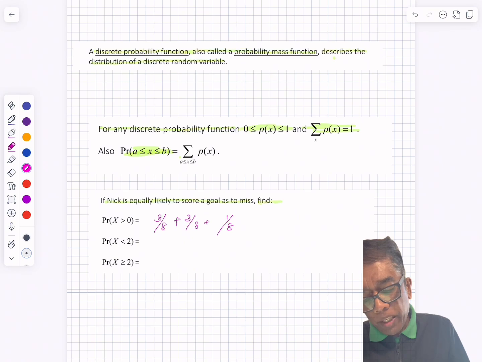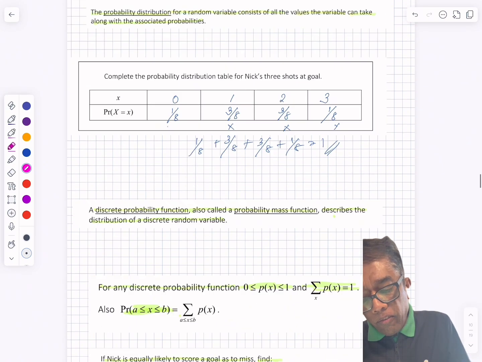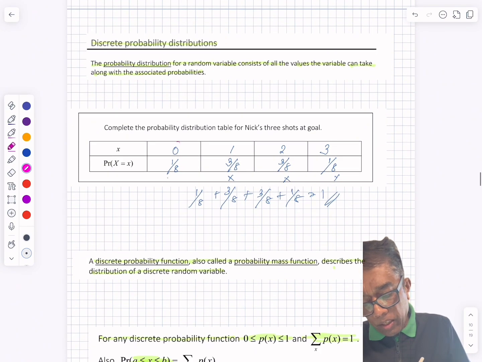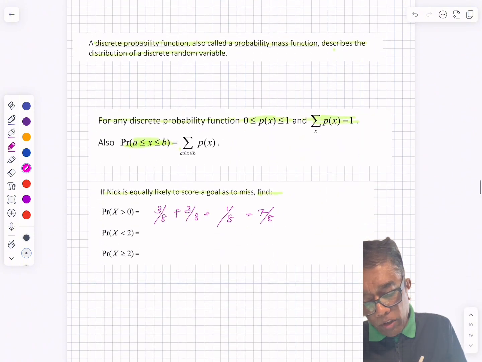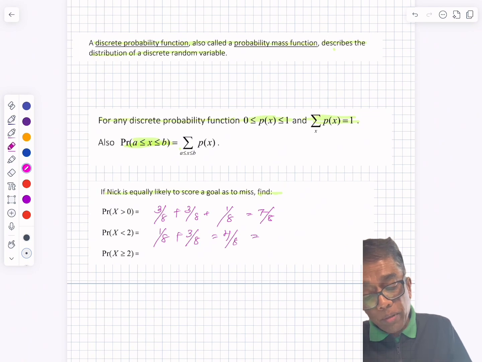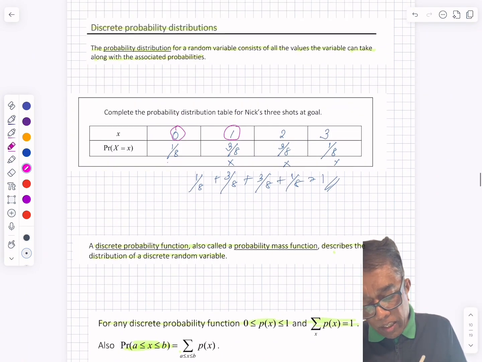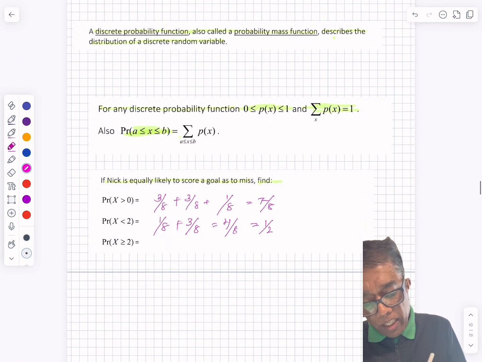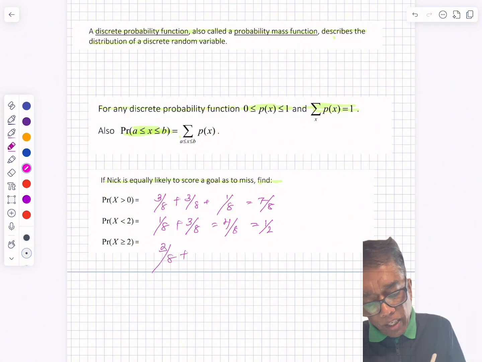Less than 2 means 0 and 1: 1 over 8 plus 3 over 8. It is 4 over 8, or a half. Greater than or equal to 2 means 3 over 8 plus 1 over 8. Again, it is 4 over 8, or a half.